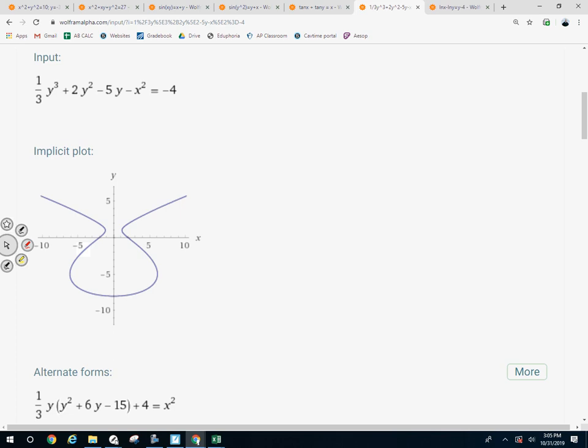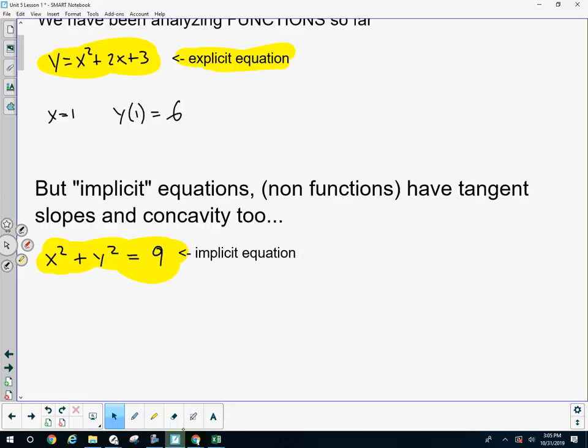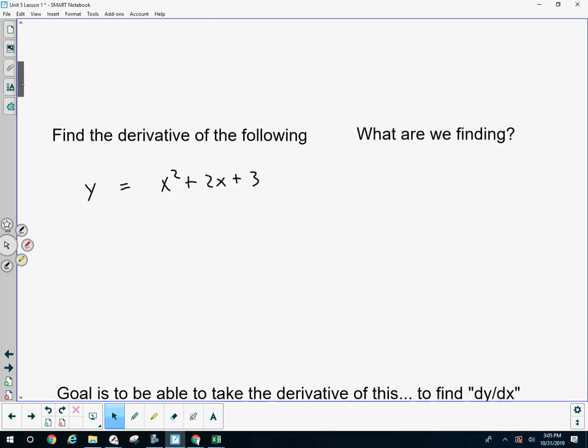Yeah, why don't we find the locations of horizontal tangents to this, or vertical tangents for this? That's what we're going to be doing, okay? We are going to be finding the derivative of x squared plus y squared equals 9.